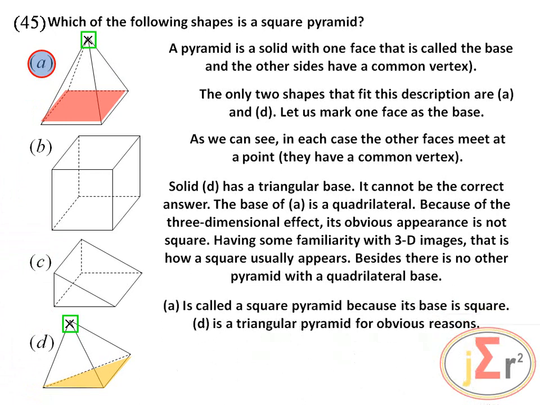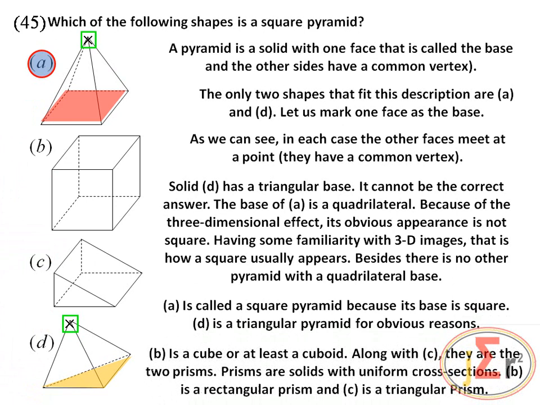A is called a square pyramid because its base is square. D is a triangular pyramid for obvious reasons. B is a cube, or at least a cuboid. Along with C, they are the two prisms. Prisms are solids with uniform cross sections. B is a rectangular prism and C is a triangular prism. So we are just giving you some refreshers in the solid figures, which is a pyramid, what type of pyramid, and also we have taken a look at prisms in short.